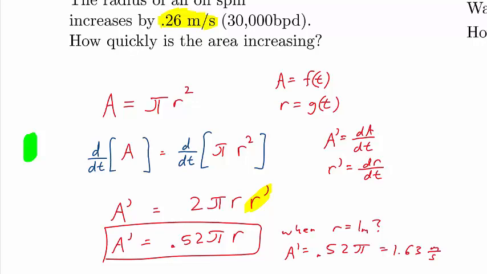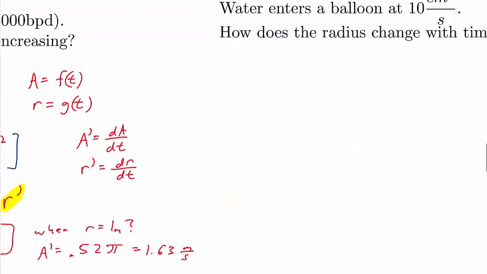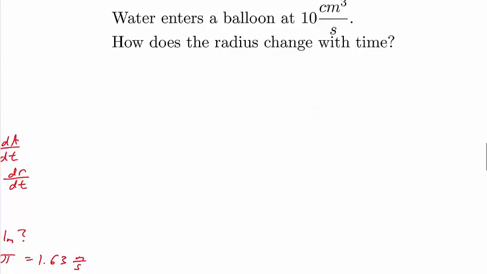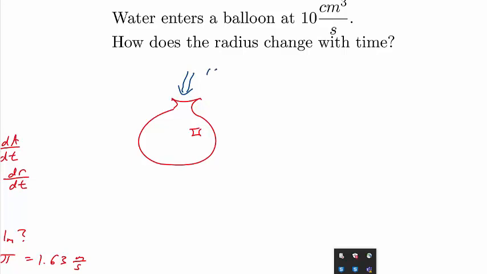Okay, so let's go ahead and look at the next example. Also a circle of sorts. The last one was a two-dimensional circle. This one is a three-dimensional circle, a sphere. And so we've got a water balloon, much more benign example, that is being filled up in the shape of a sphere. And we know that water is flowing in it at a rate of 10 cubic centimeters per second.